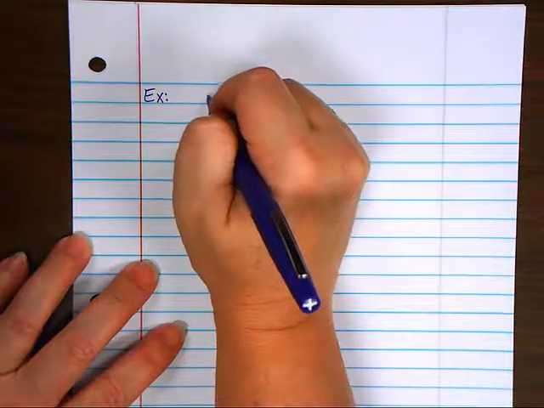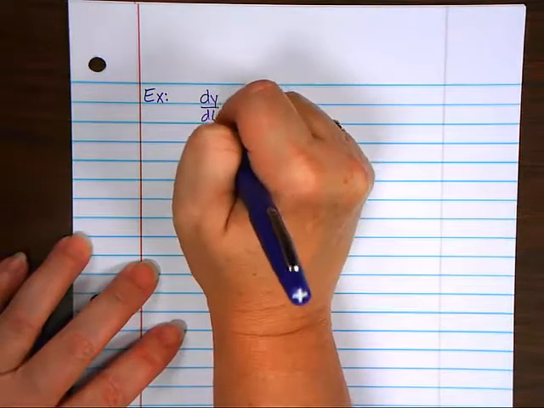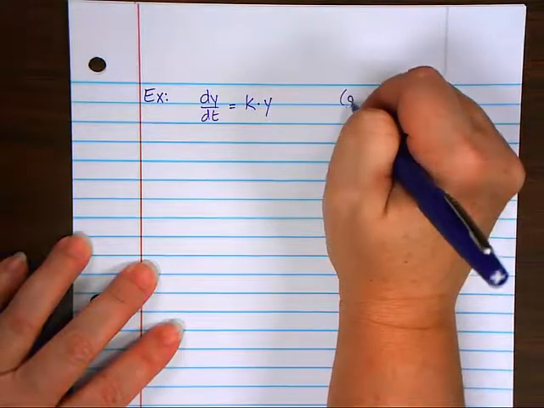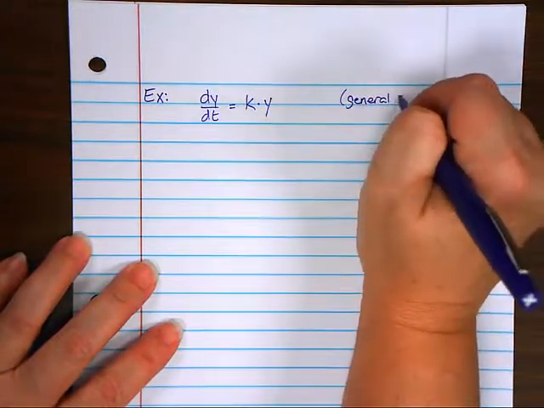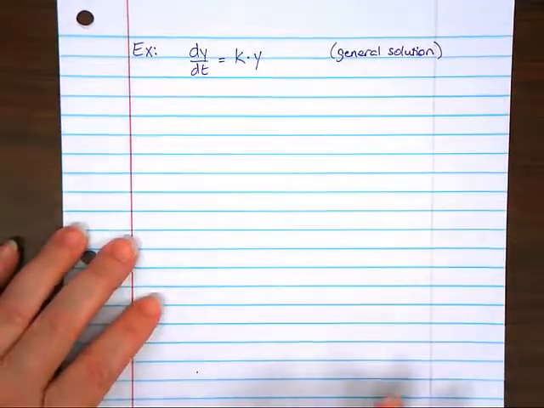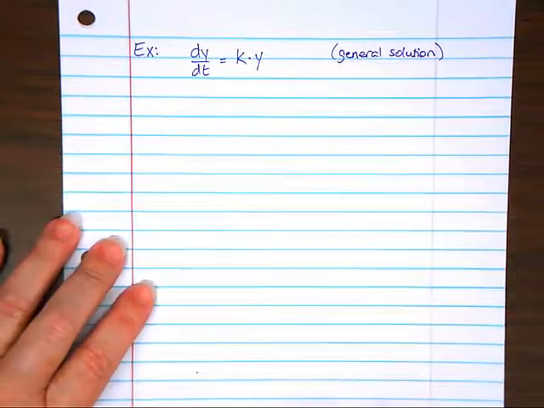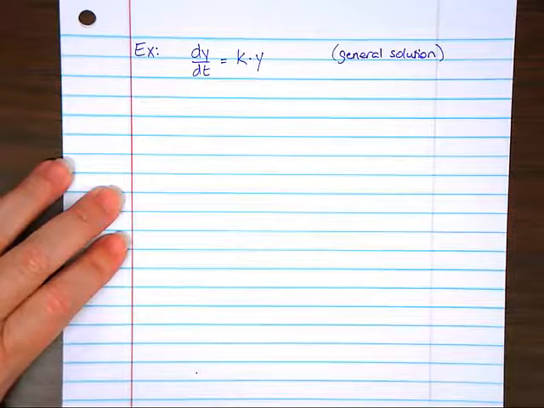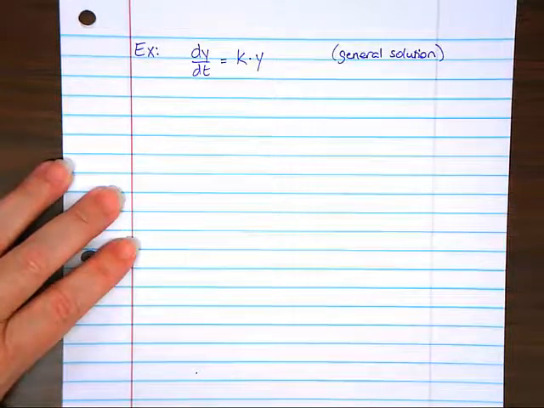Example. dy dt equals k times y, and I want the general solution this time. The homework that you're focusing on today is general solutions only. Tomorrow you're going to do particulars. But I wanted to go ahead and put particulars into the notes because general is on the way. K times y. K is a constant. All right.